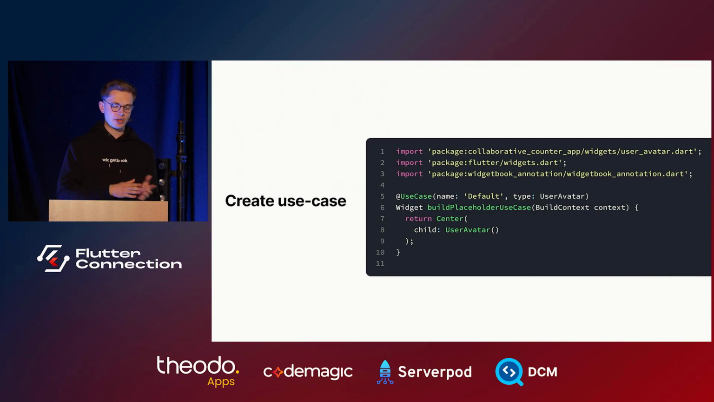Then we have a method, and afterwards we are just returning the widget that we'd like to preview. In this case, user avatar. And in our case, we wrap it with a center widget so that it appears in the center of the screen. Writing this only takes us 10 seconds, so it's barely any additional effort.